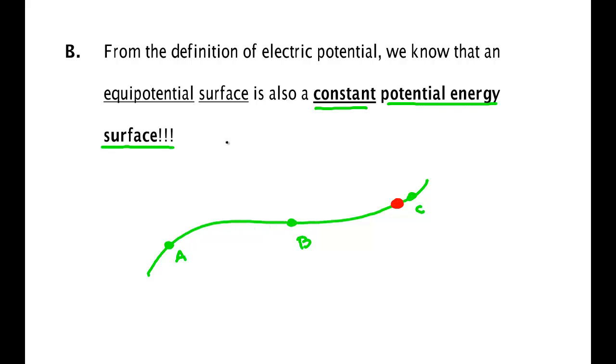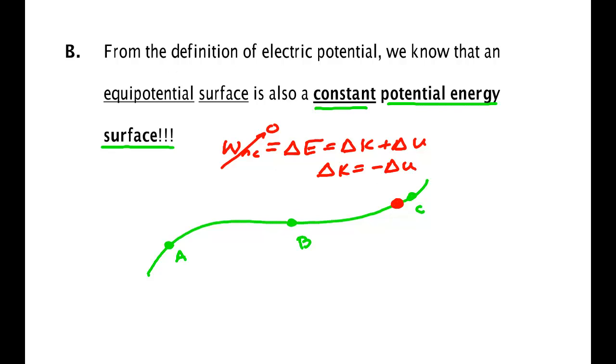there is no reason that that charge would want to pick up speed and move along this. Remember, we're talking about the electric field, which is conservative. So that's 0, and this is equal to delta E, which is delta K plus delta U. So delta K would be minus delta U. But we just said it's equipotential, which means this is minus Q delta V, and that delta V is 0. So this particle will not pick up speed and move.